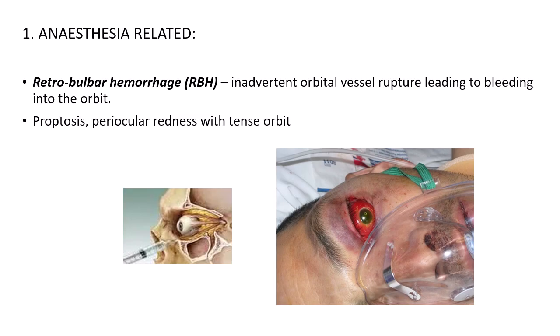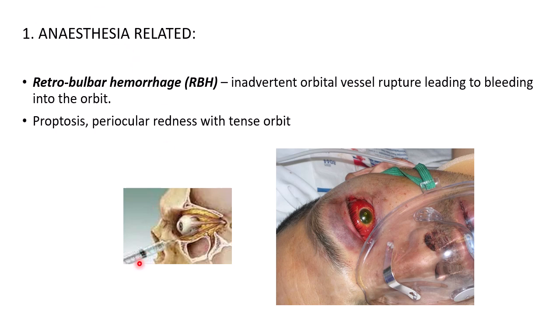First, anesthesia related. The only anesthesia related complications that happen are from the peribulbar or the retrobulbar block. And in setups where topical anesthesia is used, these complications are not seen. So, the first complication related to peribulbar or retrobulbar block is a retrobulbar hemorrhage. This happens when there is inadvertent orbital vessel rupture leading to bleeding into the orbit.